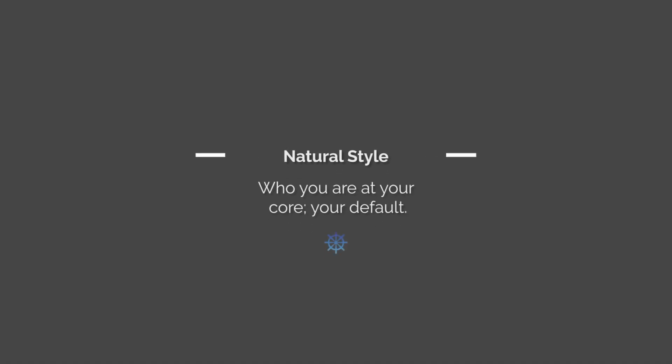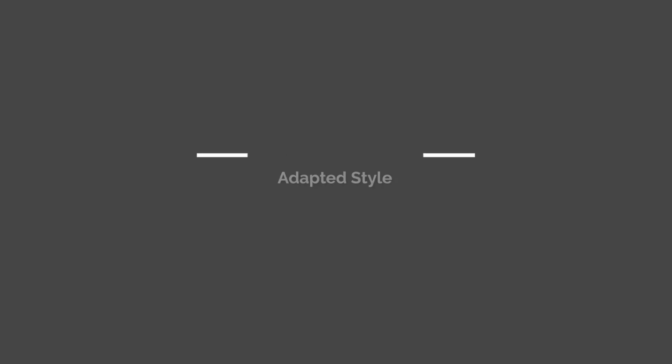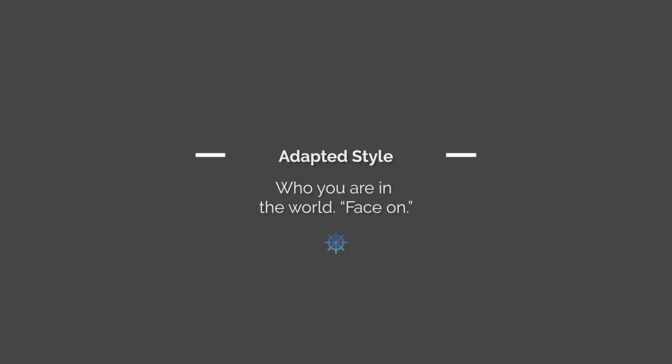Okay, so let's begin with these words. Natural style first. The title says much of this. This is your style when you are in your core. This is our default. Think of it as where you go to refuel and refresh. It's also where we go to first when we are under pressure or stress. The adapted style is how you adapt when you are out in the world.